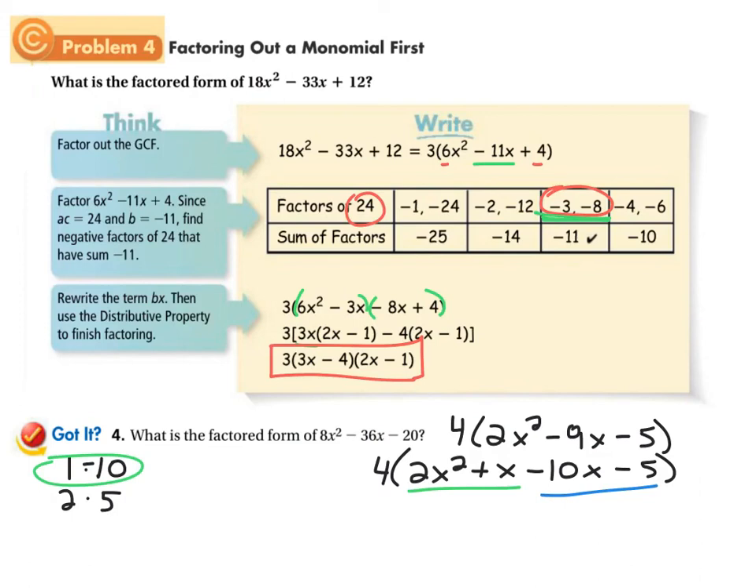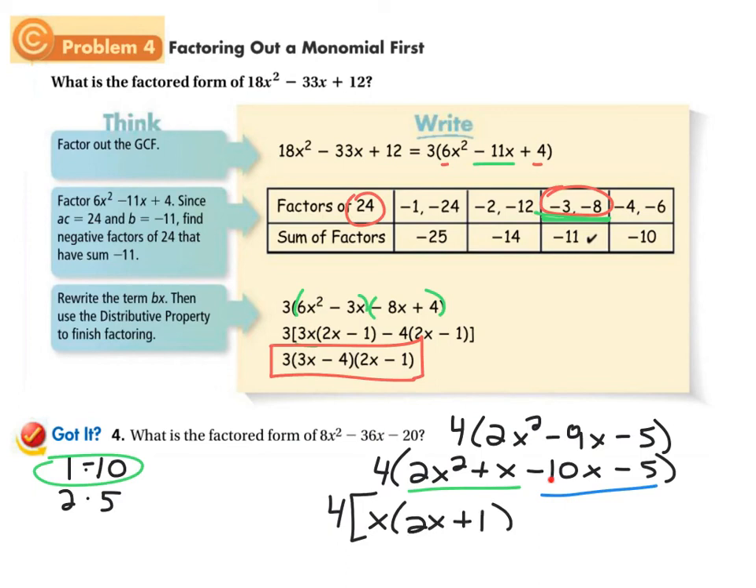Okay, so I got to keep that 4 out front. I'm going to put some brackets here. And what can we divide out of 2x squared plus x? This doesn't have a coefficient bigger than 1, so we're not going to get a number out that's greater than 1, but we can get an x from both. So I'm going to pull out an x. So I'm going to say x times what's left. Well, 2x squared divided by x is 2x, and x divided by x is 1.